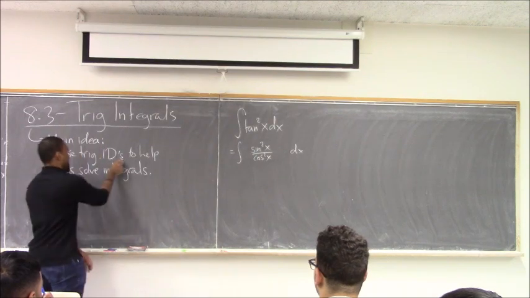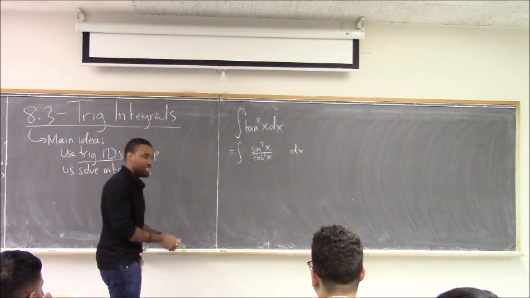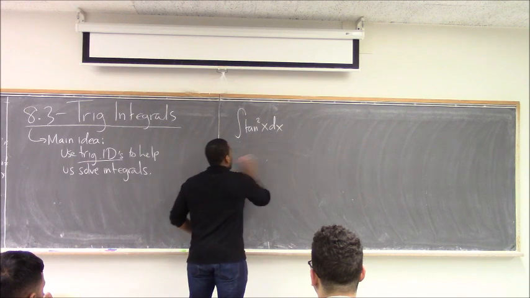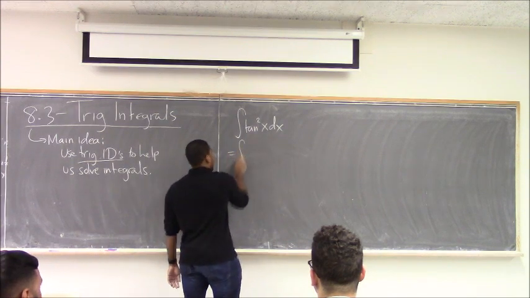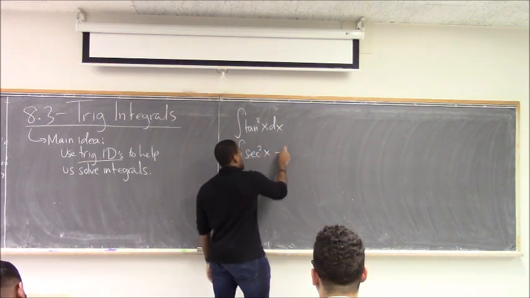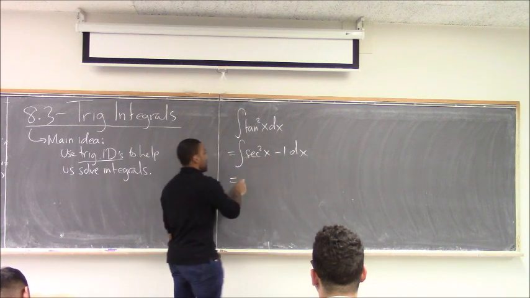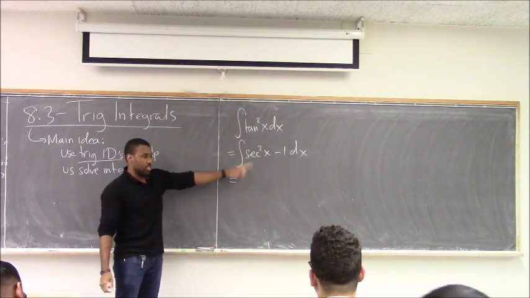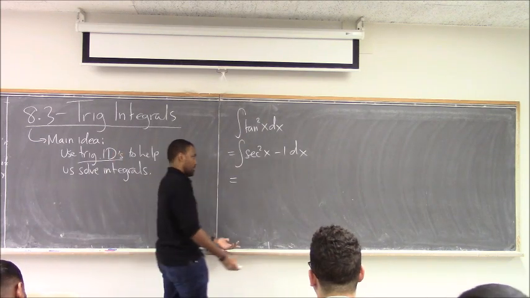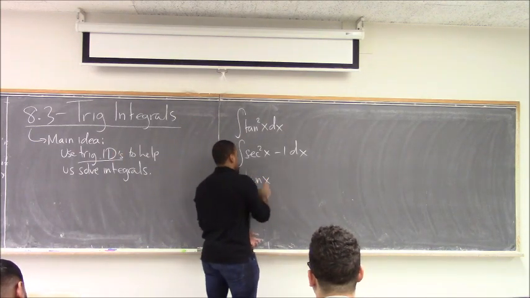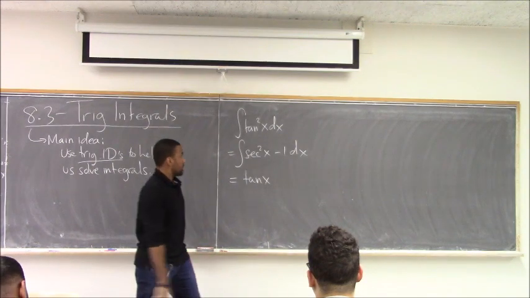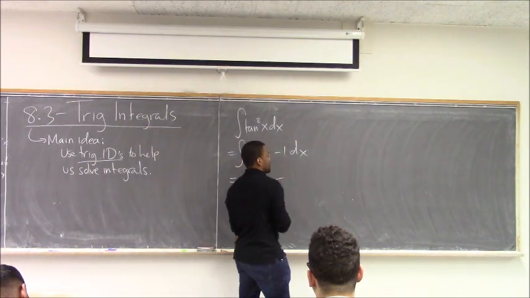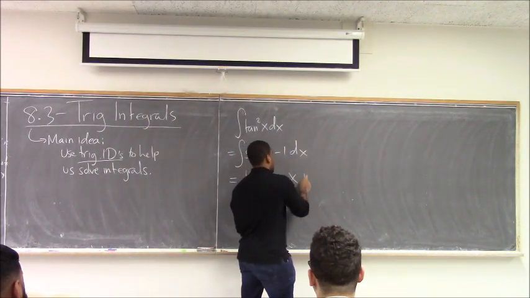Yeah? You do the integral of secant squared x minus 1 because it's an identity. Right, the whole point is to use a trig identity. Tangent squared is equal to secant squared minus 1. Now at first that might look a little bit worse, but it's actually not, because you should already know what the integral of secant squared is. What is it? Tangent. How do I know? Because the derivative of tangent is secant squared.